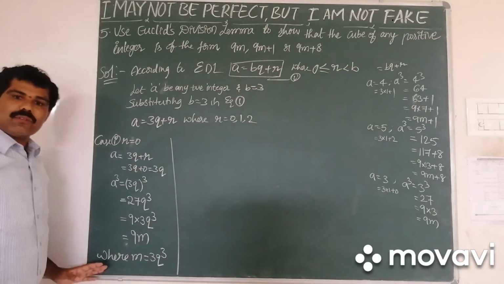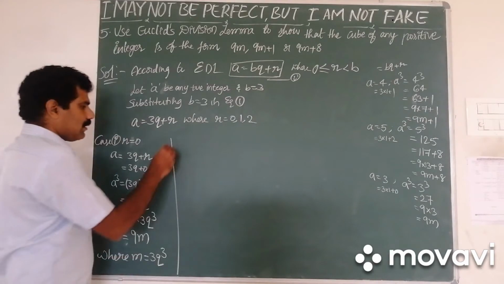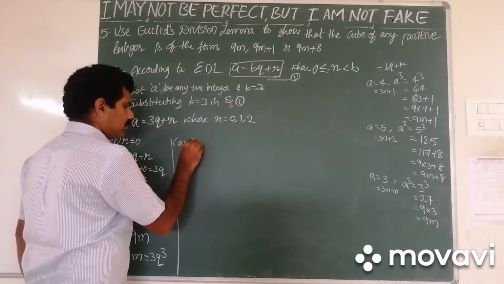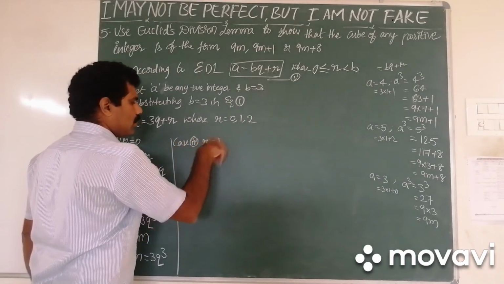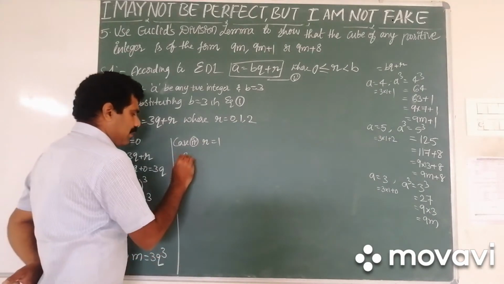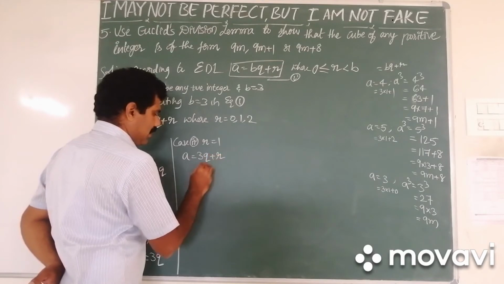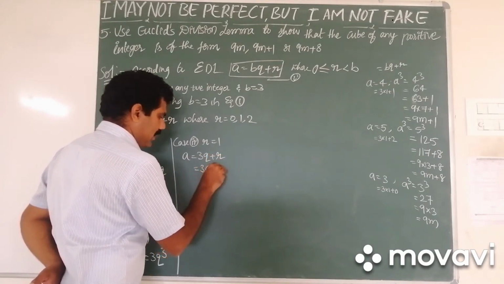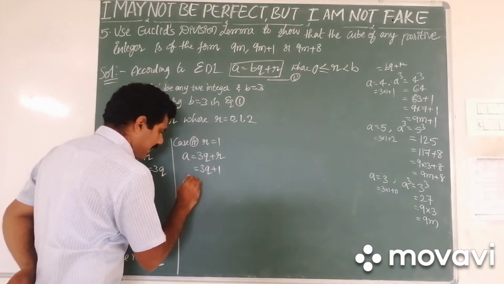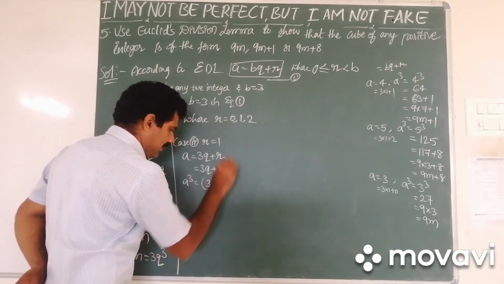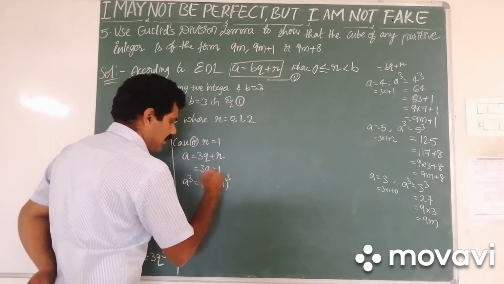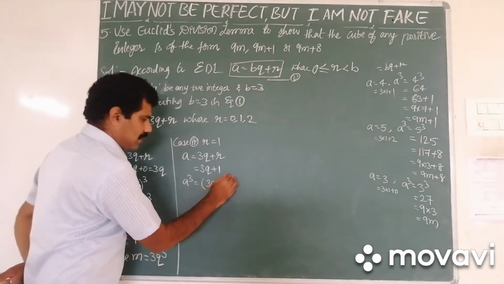I hope you understood this. Okay, now in case 2, if r is equal to 1, what happens? See, a will be 3q plus r, that is 3q plus 1, isn't it? Now if I cube 3q plus 1, then it will be like this.